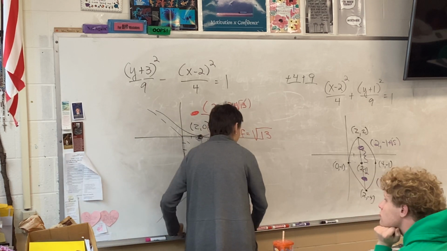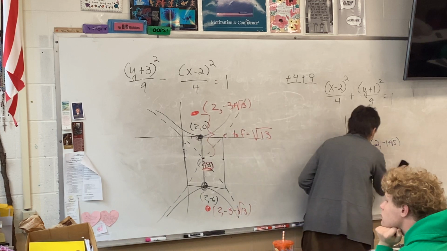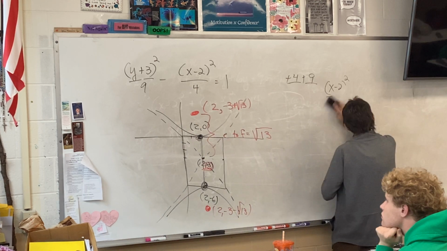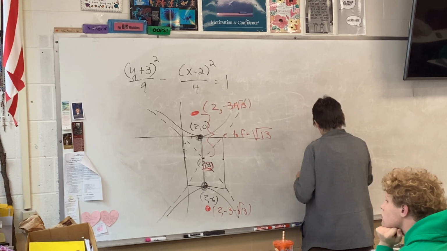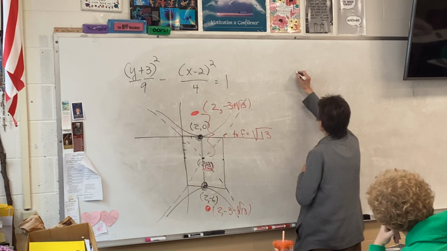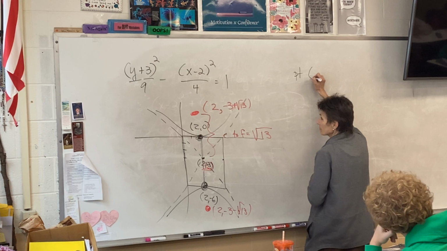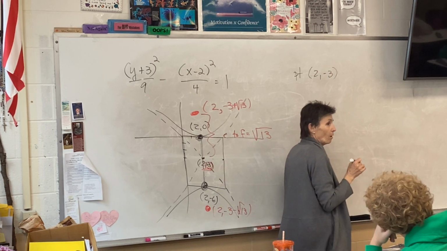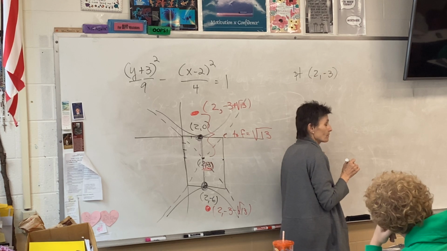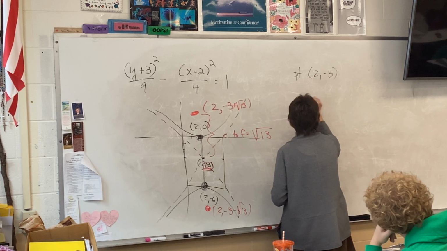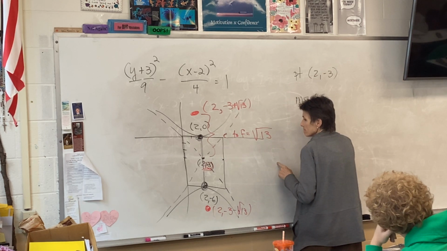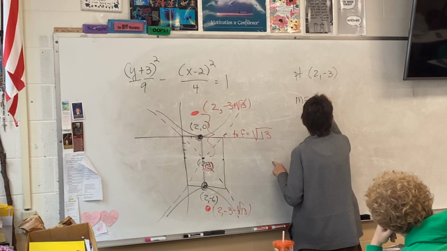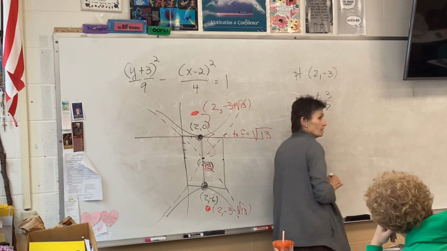And now I'm all done except my asymptotes. So to write the equations of my asymptotes, I need a point and I need a slope. What is my point? 2, -3. Always use the center. What is my slope? Think about when you built the box, what did you do? Up 3 and over 2?